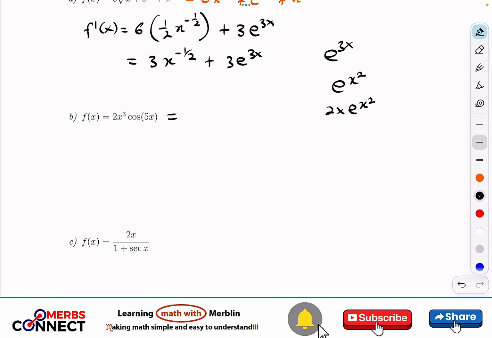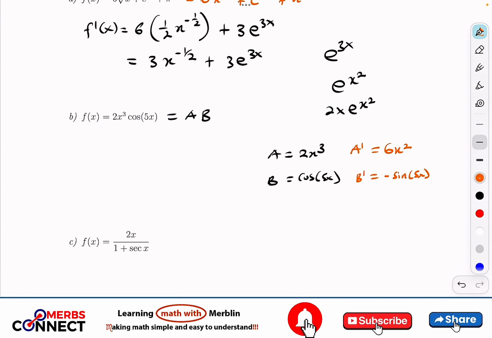Now for this one, I'm going to use the product rule. I'm going to assign a to be 2x cubed and b to be equal to cos of 5x. So a prime, using the power rule, is going to give us 6x squared. Then what is b prime? When I differentiate cos, I'm going to have minus sine of 5x. Don't forget, we are going to use the chain rule here. So I need to multiply it by differentiating what is inside, which is u. So I'm picking cos of u, where u is equal to 5x.